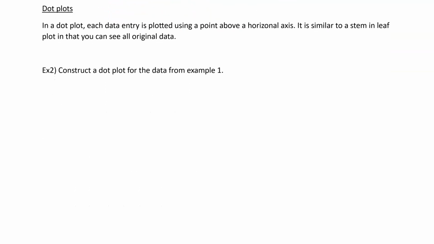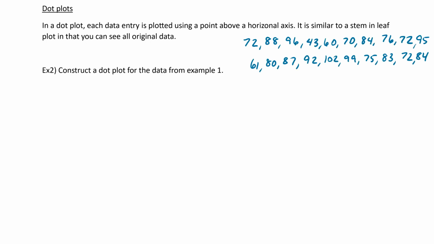All right, so next one is going to be similar. It's called a dot plot. So in a dot plot, each data entry is plotted using a point above a horizontal axis. It's similar to a stem and leaf plot in that you can see all of the original data. So we're going to construct a dot plot for the data from example 1. So I went ahead and just put up that original data on the screen, that way you can see it in case you don't have the physical sheet in front of you.